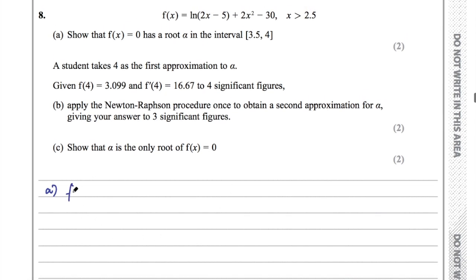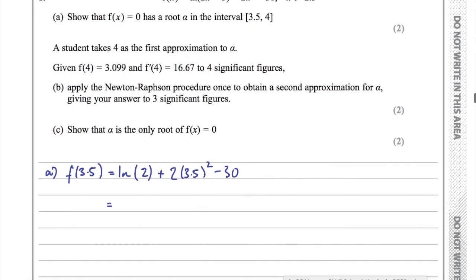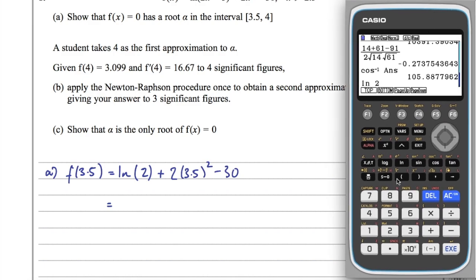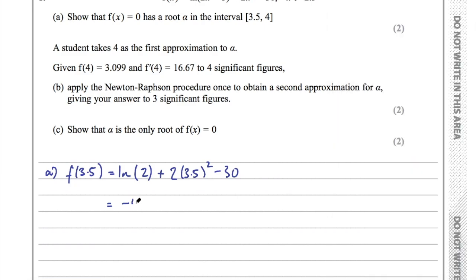Okay, so f of 3.5 is going to equal the log of 2 times 3.5 is 7. 7 minus 5 is 2, so that's the log of 2 plus 2 times 3.5 squared minus 30. And let's put that into a calculator. So we've got the log of 2 plus 2 times 3.5 squared minus 30. And we get minus 4.8 approximately, minus 4.8.